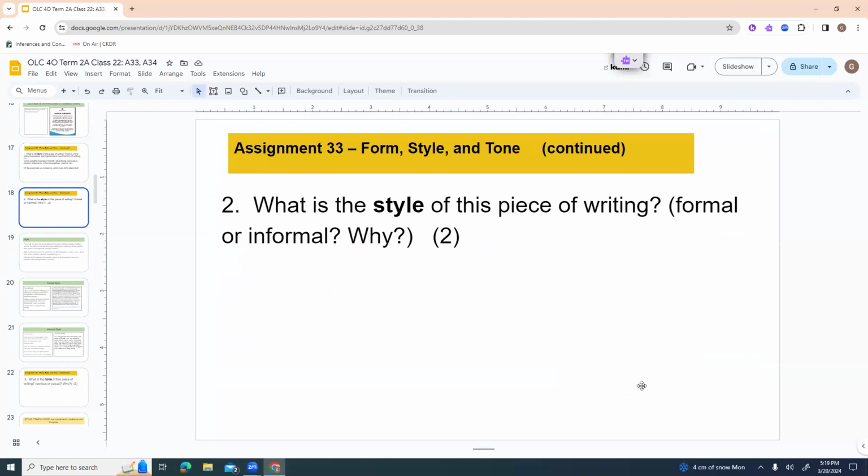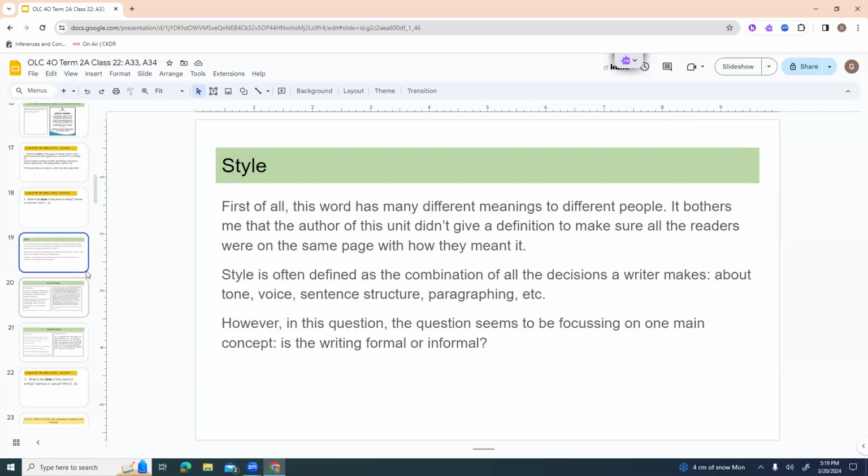Number 2, what is the style of this piece of writing? Formal or informal, and why? And 2 marks for this. I have to say, I don't really like this question. This word has many different meanings to different people, and it bothers me that the author of this unit didn't give a definition to make sure all the readers were on the same page with how they meant it.